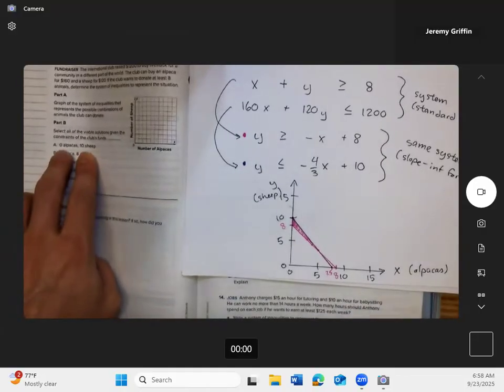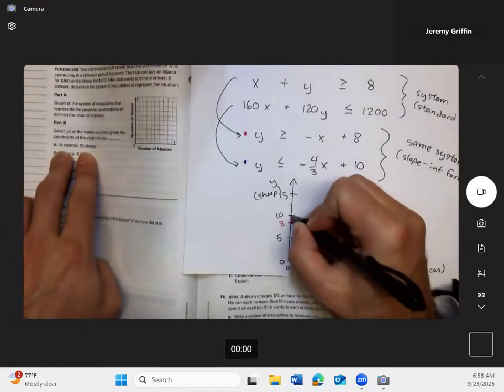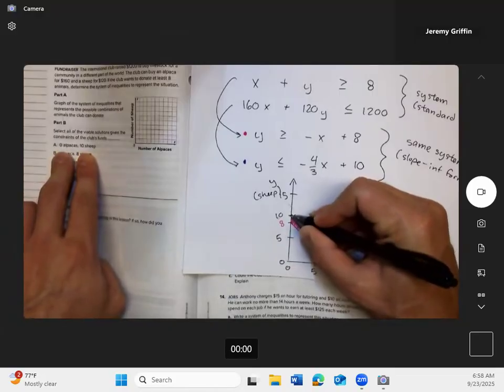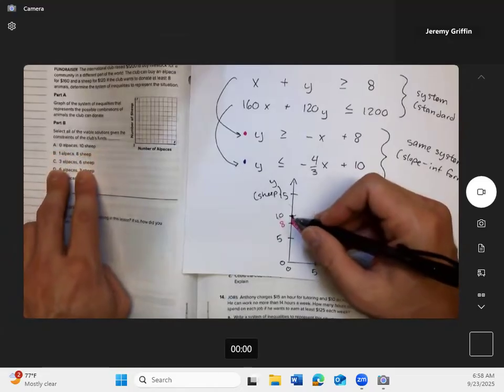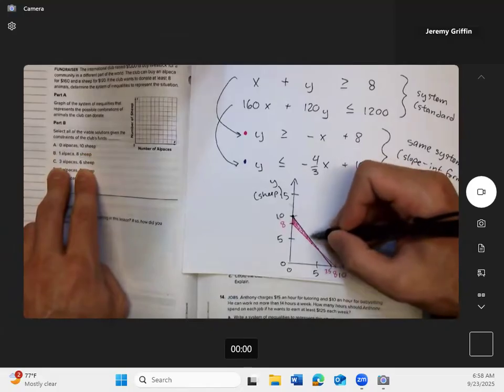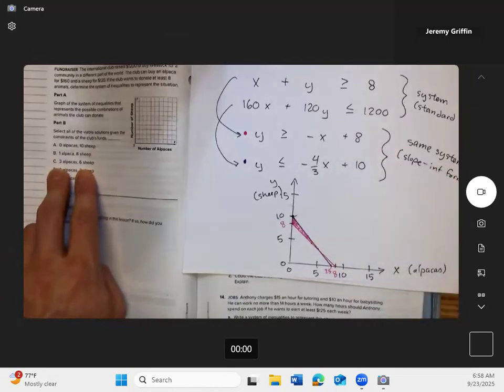So A, could they send 0 alpacas and 10 sheep? Yes, they could. That would max out their budget. It would spend all their budget on sheep, and it would be more than 8 animals. So that totally works, right? We skip down to 3 alpacas, 6 sheep. But that's pretty close to their budget constraint, so I'll test this one out.